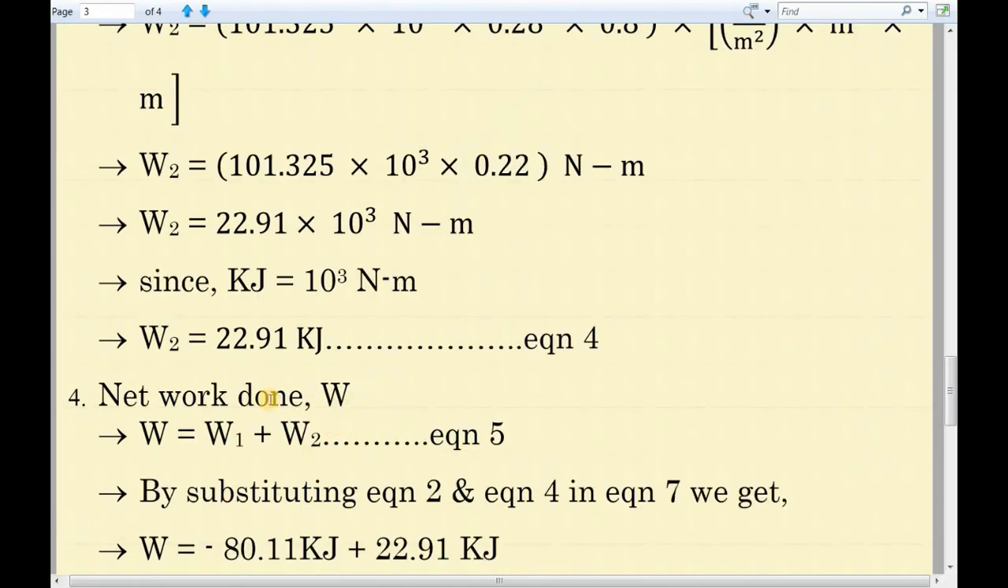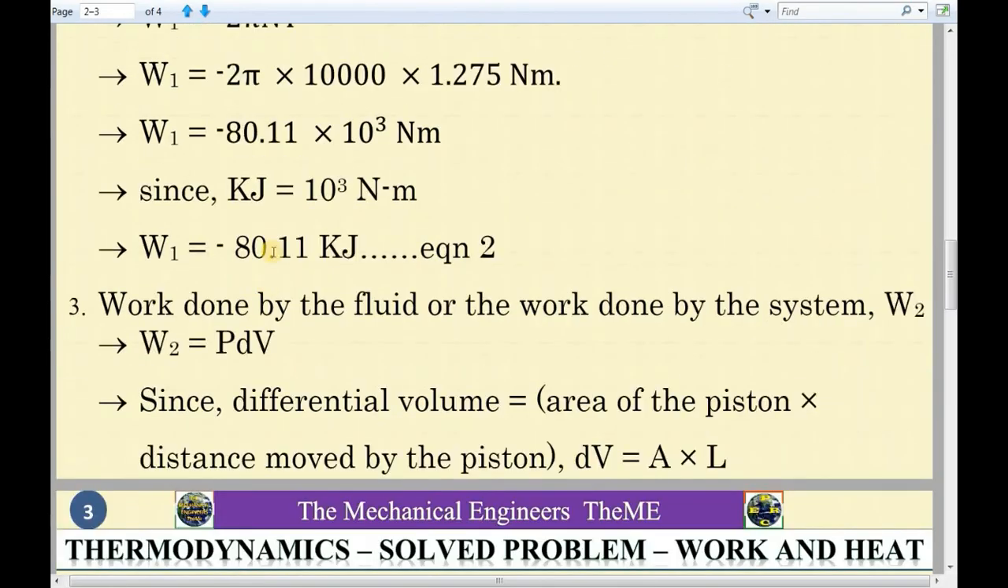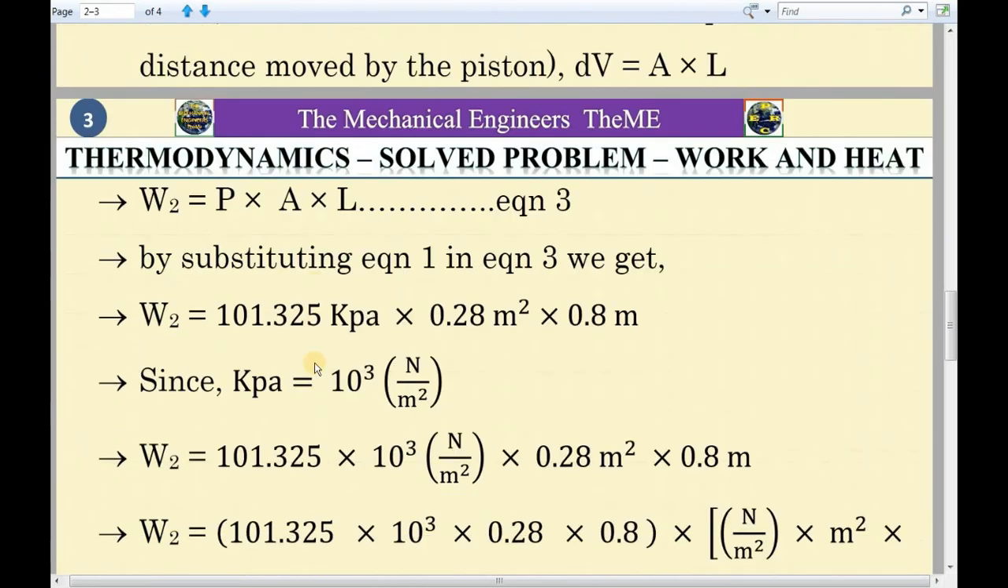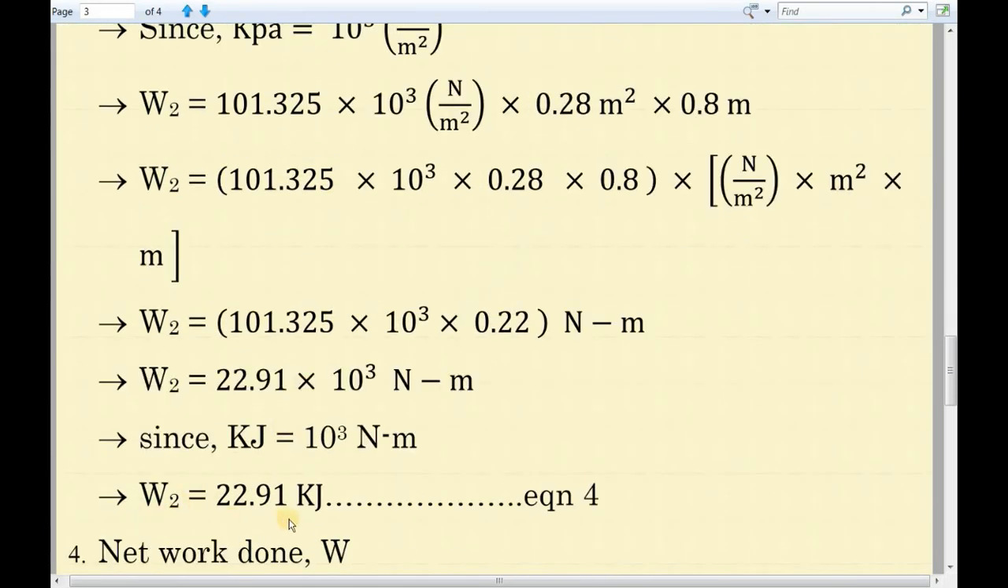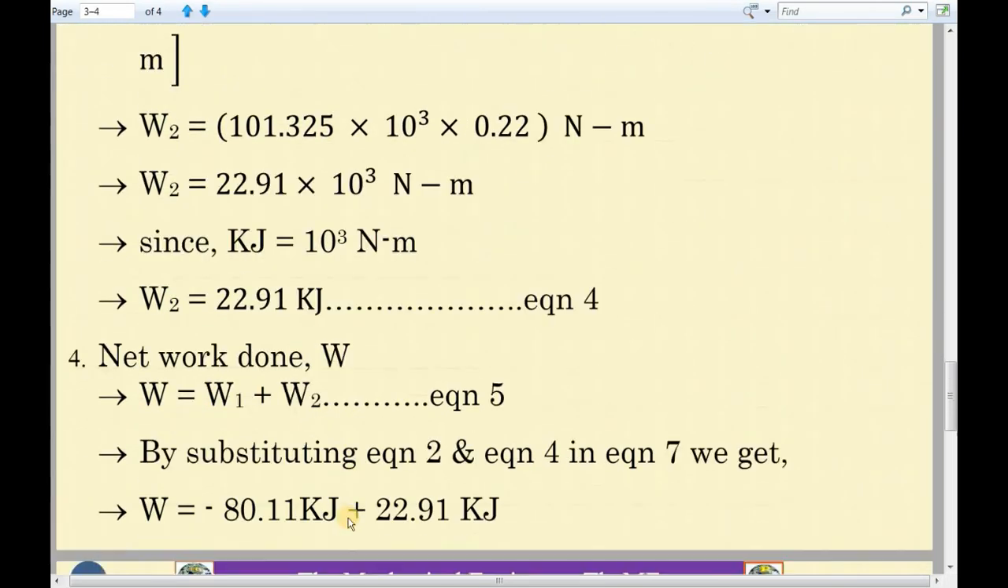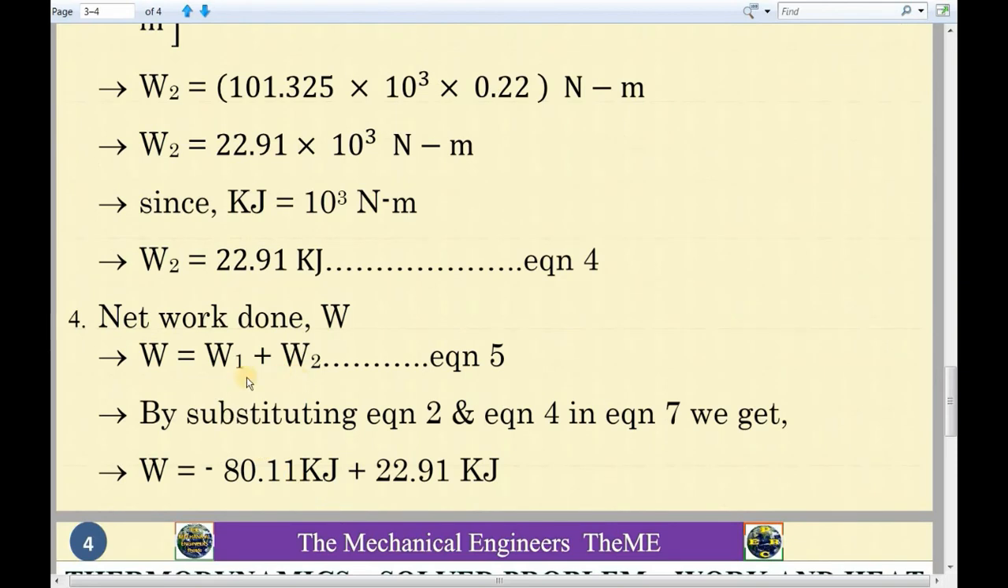Next, we will find the value of total amount of work done in moving the piston through a distance of 0.8 meter, which is taken as W. And the formula is W is equal to W1 plus W2. So in this formula, W1 is the work done by the steering device which is applied on the fluid or work done on the fluid. And W2 is the work done by the fluid or work done by the system. We know the values of W1 and W2. Just substitute the values in this formula.